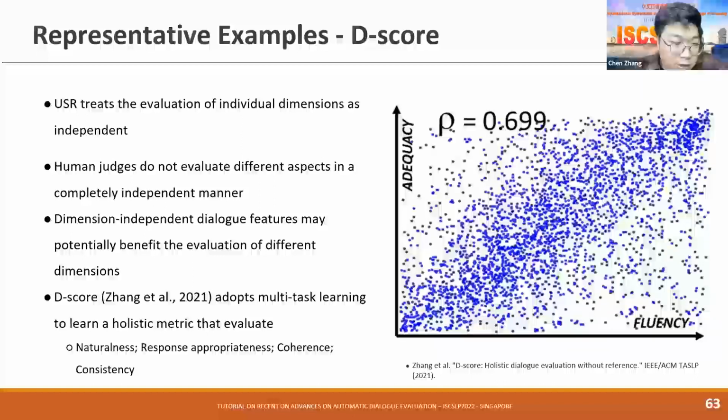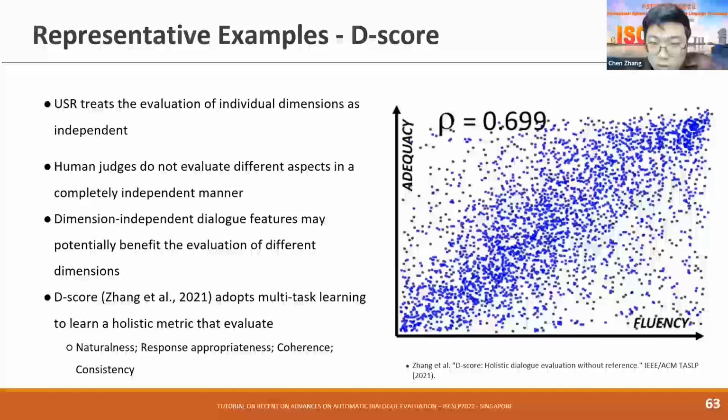So let's dive into the next representative example, which is D-score. One major issue with USR is that it treats the evaluation of individual dimensions as independent. This means that there is no correlation at all between different dimensions. However, in previous studies, we found that human judges actually do not evaluate different aspects in a completely independent manner. For example, in the figure here, the human score of adequacy and the human score of fluency actually correlate in a very significant manner.